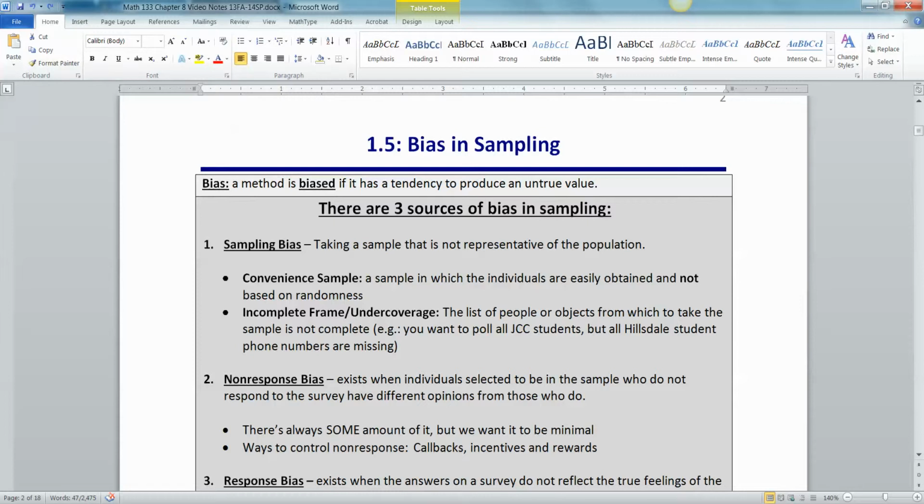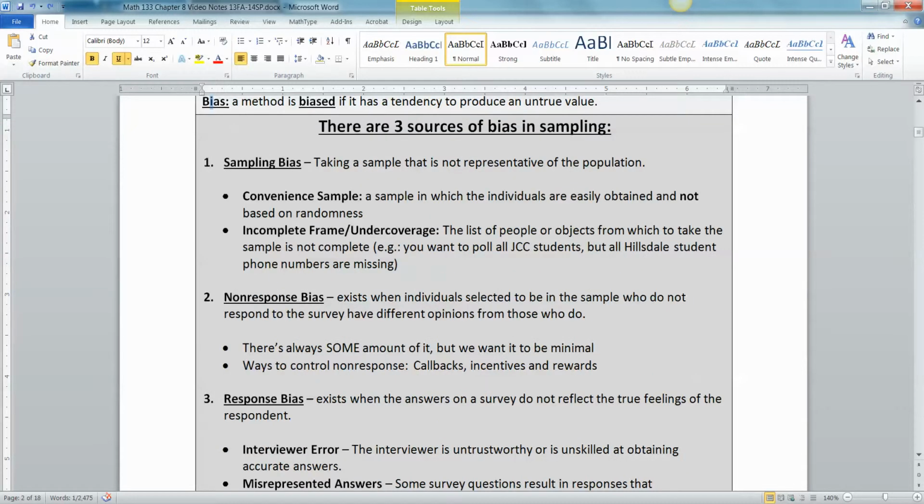So now we've done that, we need to talk about bias. Ways that you can bias your sample, bias your results. When you bias something, it means that you're going to be tending to produce untrue values. Now there are three main sources of bias that we're going to talk about. There's sampling bias, non-response bias, and response bias.